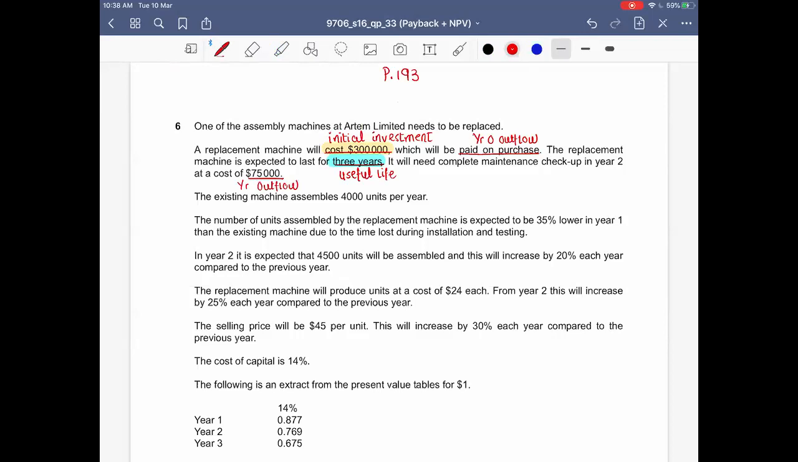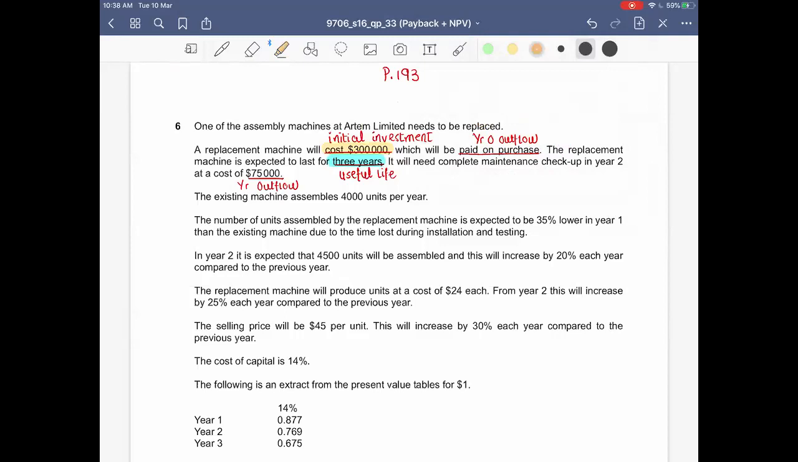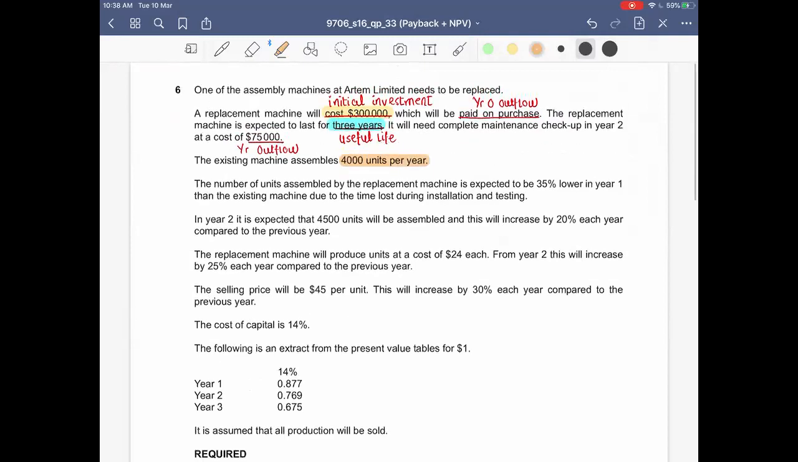The existing machine assembles 4,000 units per year. The number of units assembled by the replacement machine is expected to be 35% lower in year 1 than the existing machine due to time lost during installation and testing. We usually produce 4,000 units, but in the first year our output level with the new machine will only be 65%. Since we will produce 35% fewer units, 65% of 4,000 is 2,600 units.